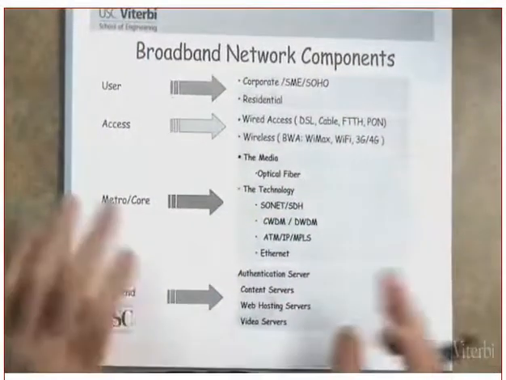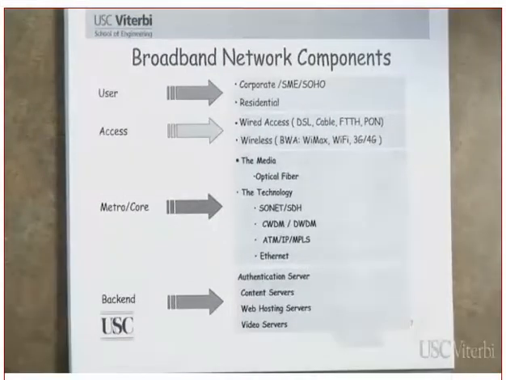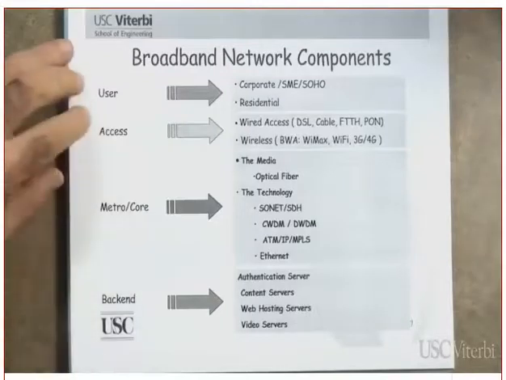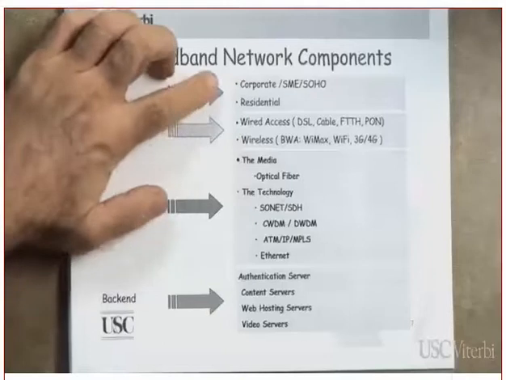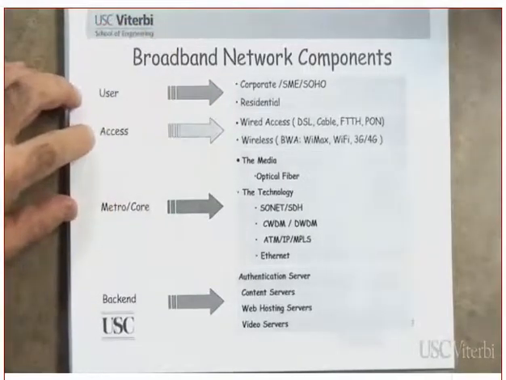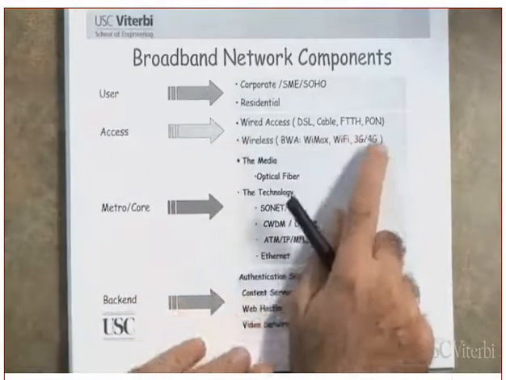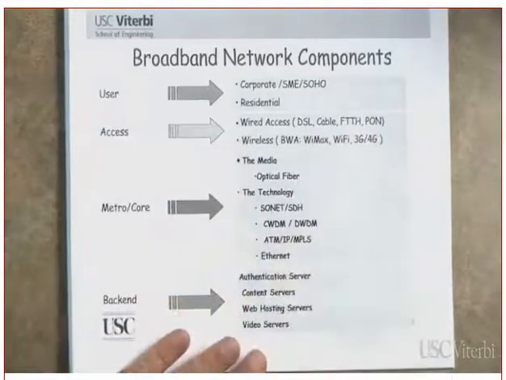Welcome back to EE 555. Let's continue our overview of the topics that we will be covering throughout the course. We started looking at the components of a broadband network, and we said that we have the user network. The user can be a corporate network or a residential network. We do have the access network. The access network is a network that connects the user network to the service provider network. Could be wired access using DSL or cable or fiber to the home or the passive optical network, many technologies that we will study in detail as we move along.